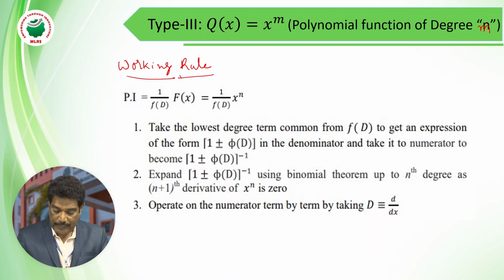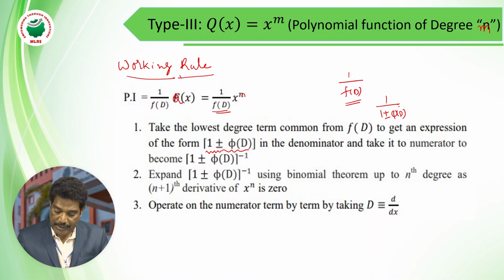First of all, we need to take PI equals 1 by f of D into whatever our given function Q of x is, that is 1 by f of D into x power m. In the denominator f of D, take out the lowest degree term common and put it in the form of 1 plus or minus something in terms of D.